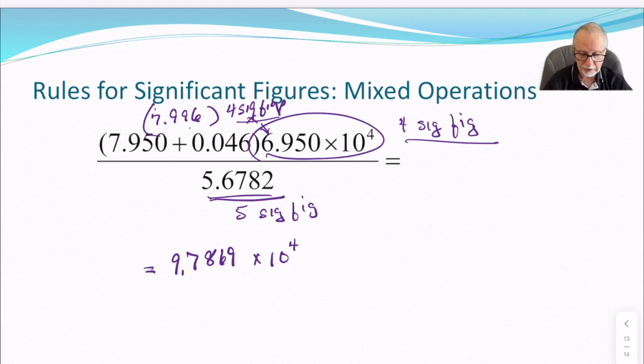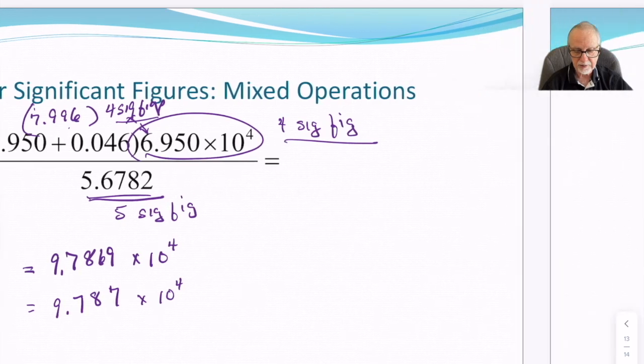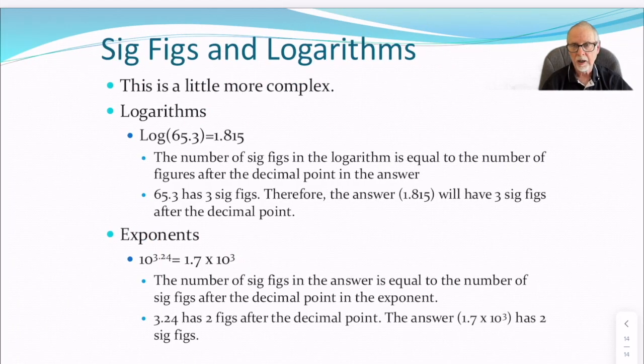And so our final answer then is going to be, with 4 sig figs, 9.78. All right. So there's 3 sig figs. That means I'm going to have to round, and at 69, I'm going to round that to 787. So that is 4 sig figs in our final answer. All right? Okay. It's going to take a lot of practice for you to get used to this, but certainly ask questions. Now we're going to talk a little bit about logarithms and exponents.